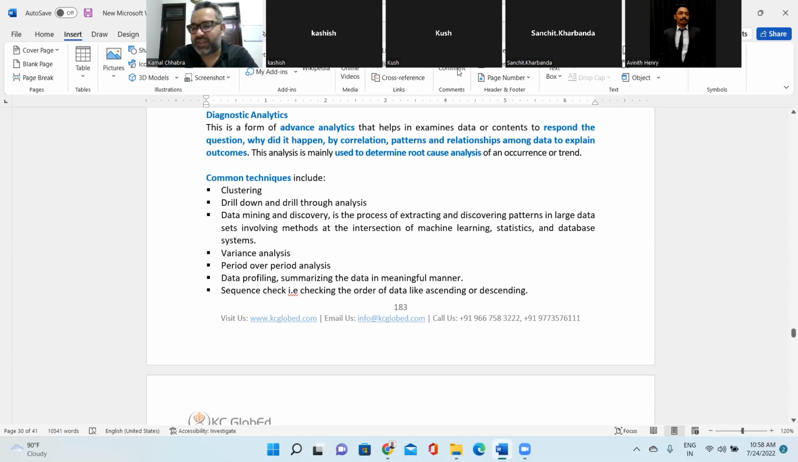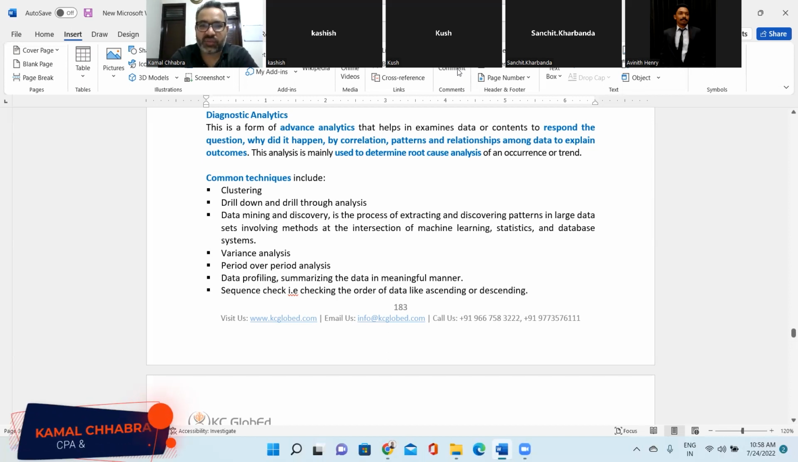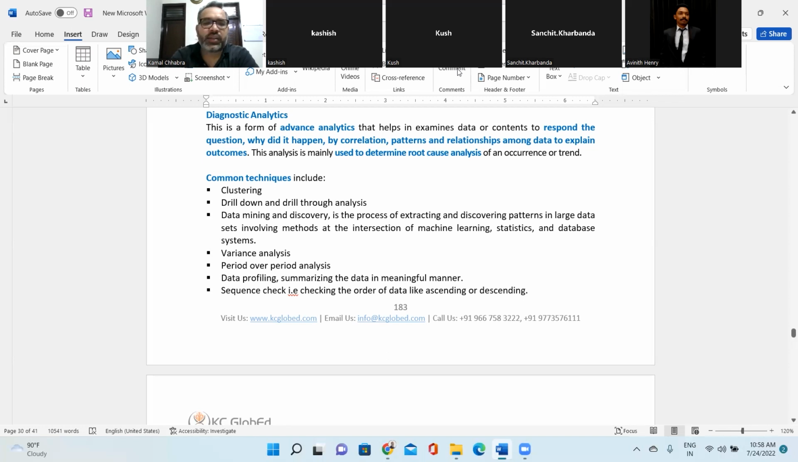Through insights and inputs from various sources, where they do correlation analysis among the different routes, and then they try to get into the root cause analysis to reach some conclusion, right? So there are so many techniques for using diagnostic analytics. One is the clustering technique. Clustering means grouping the respective data based on the nature, or based on the size, or based on the characteristics of the data. Second is drill down and drill through analysis.